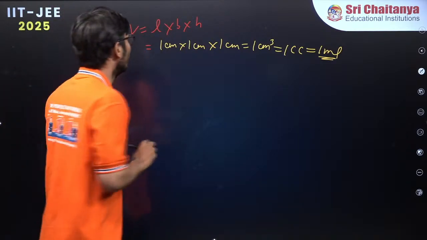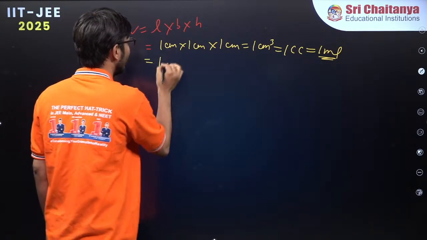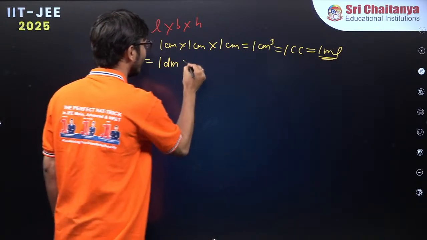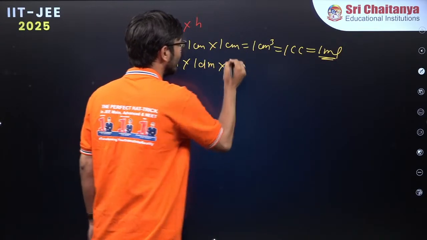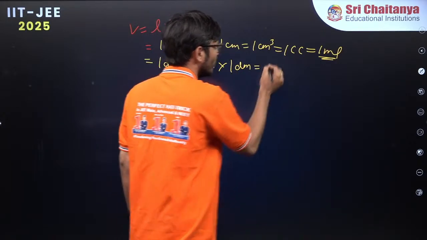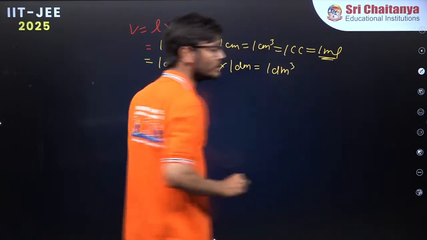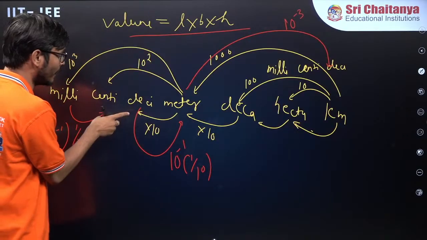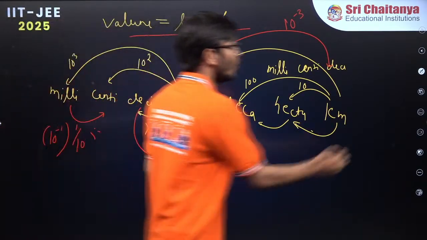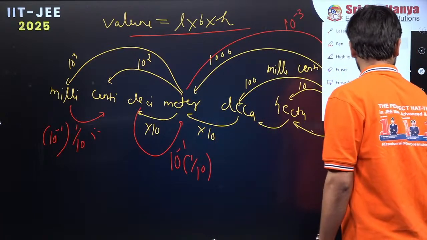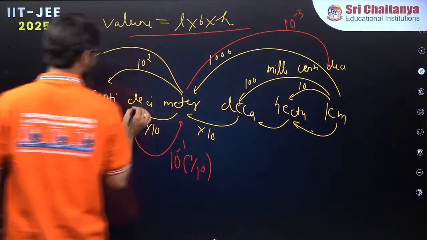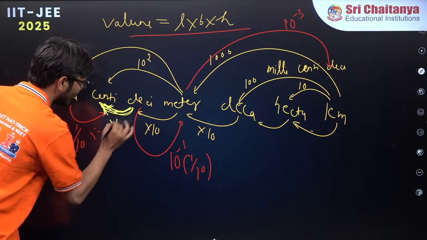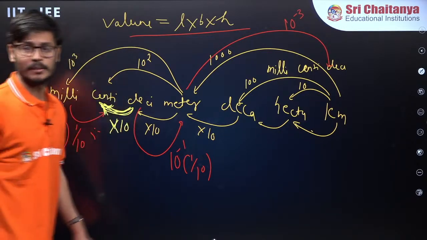Now let me write 1 dm. The unit is up to me, I can choose it. 1 dm into 1 dm into 1 dm is equal to how much? 1 dm cube. Very good. Now, what about 1 dm in centimeters? Decimeter to centimeter, multiply by 10. 1 decimeter is equal to 10 centimeters.